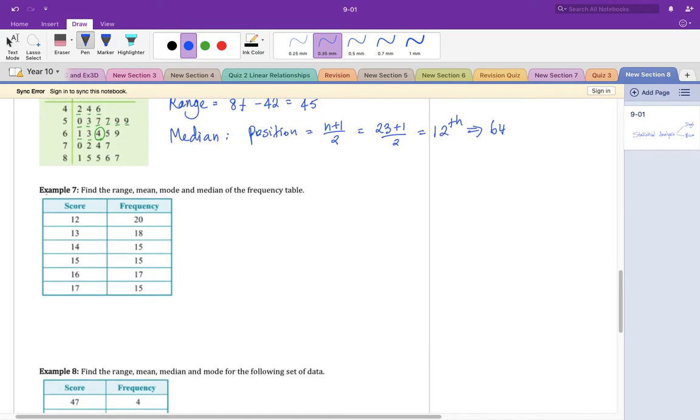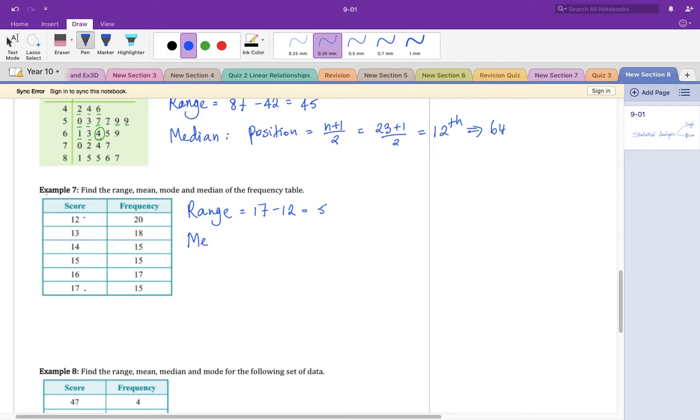Our example 7 wants you to find the range, mean, mode, and median for the frequency table. So it's, once again, slightly different, right? How you read this table is you go to the score and how many of them there are. So there are 20 12s, there are 18 13s, there are 15 14s, so on and so forth, right? The range is just the largest score minus the smallest score. The largest score is 17, the smallest score is 12, so the range is 17 minus 12, which is 5.